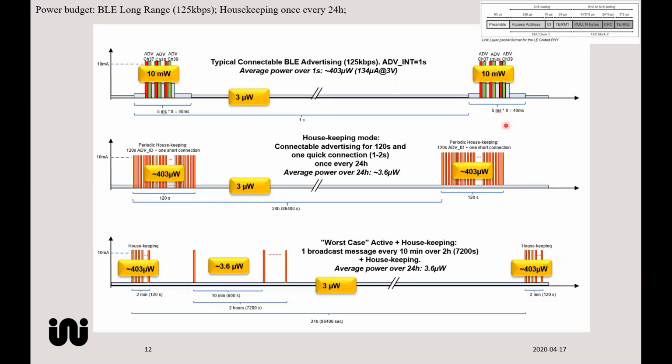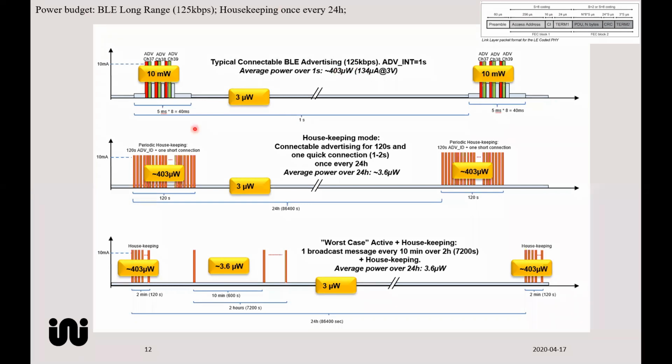I'll try to guide you through this slide. You don't need to look into the details. This is BLE long range power estimations. We do advertising with a 1 second advertising interval. It means that we transmit an advertising packet on the 3 advertising channels every second. And then we actually power off the system in total. 10 milliwatts is consumed on average over this advertising session, and then you go back to 3 microwatts when everything is powered off. And then you wake up again after 1 second and you transmit again. The mean power consumption over this 1 second is 403 microwatts.